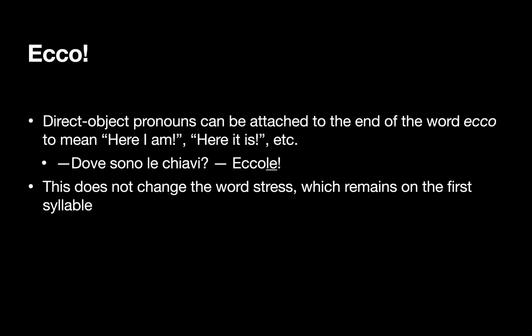And then I guess this is one more thing. I said one more thing a few slides ago, and then there turned out to be like 3 more things, but I'm pretty sure this is the last one. So the word ecco, meaning here it is, can have pronouns attached to the end to indicate what is here or who is here. So you can say, eccomi qua, here I am, or dove sono le chiavi? Oh, eccole, here they are.